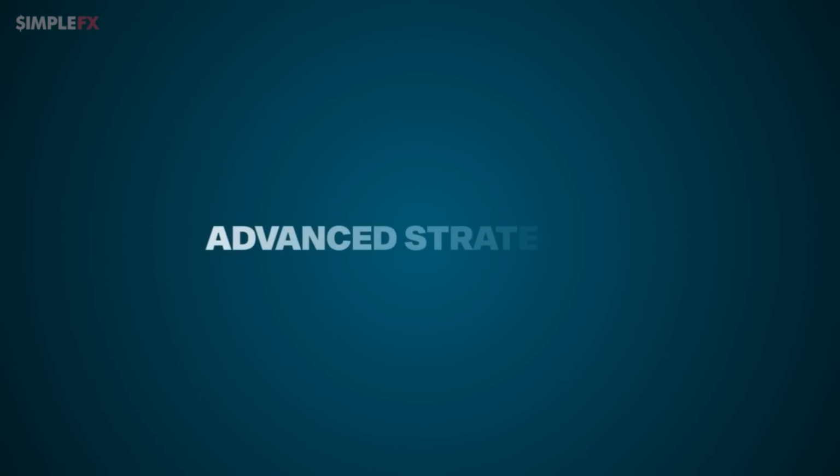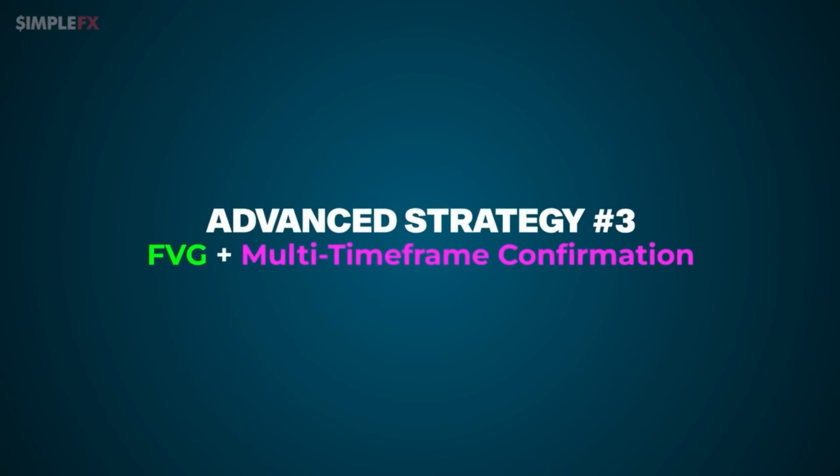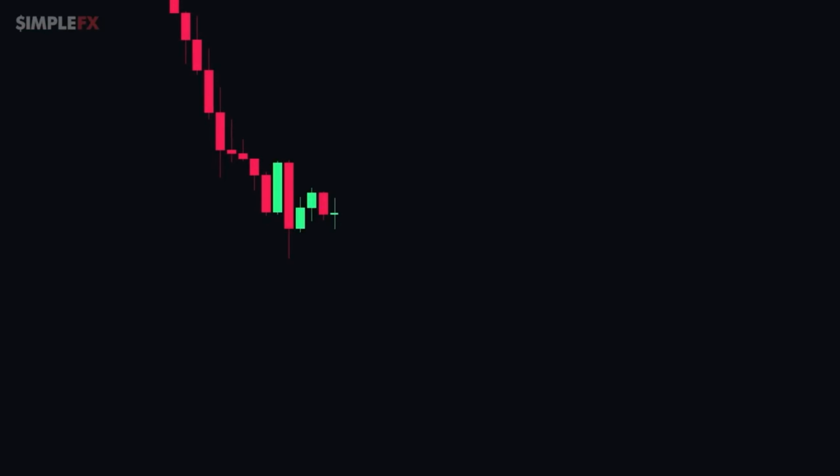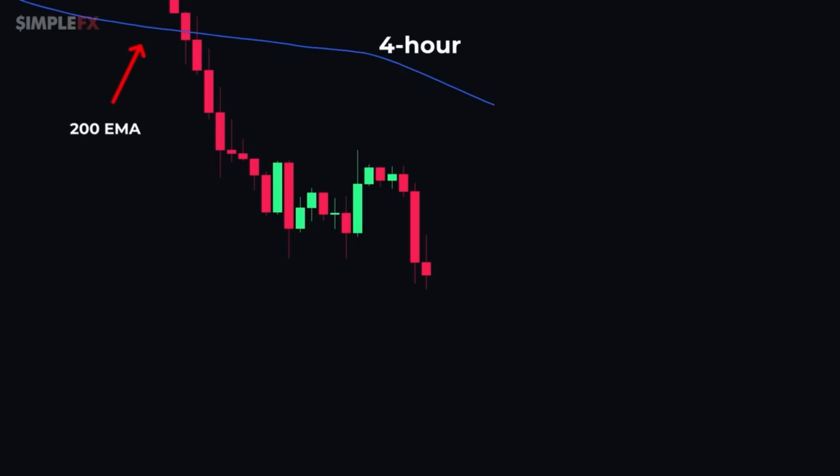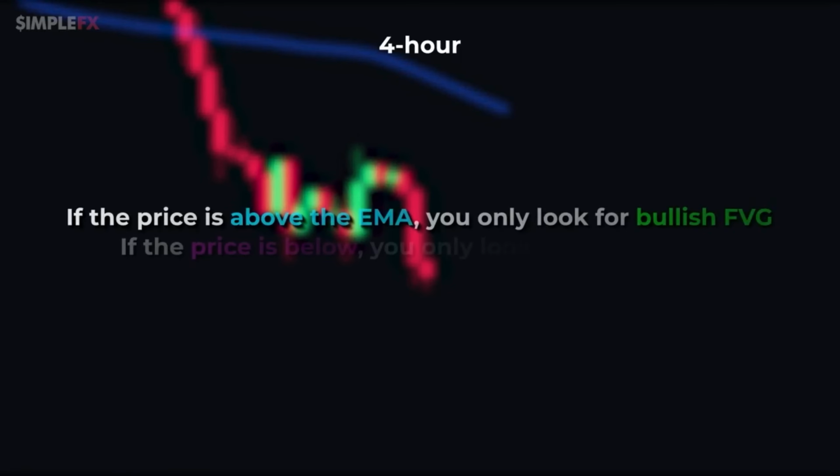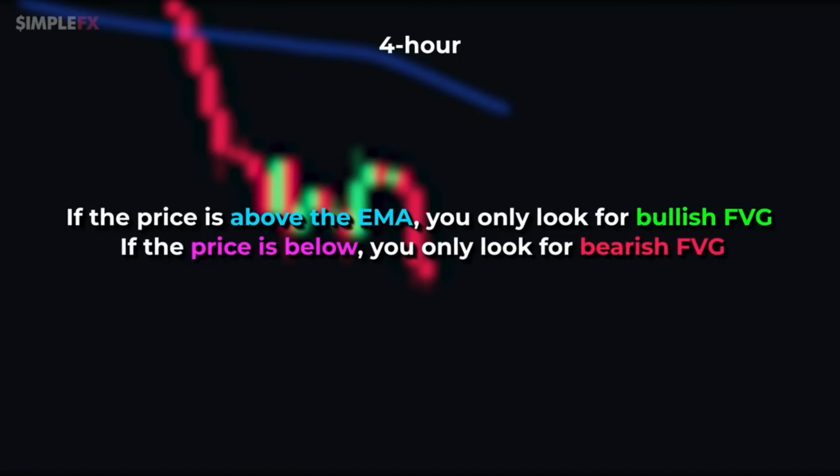Advanced strategy No. 3. In this strategy, we are combining fair value gap trading with multi-time frame confirmation. First, start by choosing a time frame, preferably higher time frames like the 4-hour chart. Next, identify the long-term trend using the 200-period EMA indicator. The EMA helps to ensure that we're trading in the direction of the long-term trend. If the price is above the EMA, you only look for bullish fair value gaps. If the price is below, you only look for bearish fair value gaps.